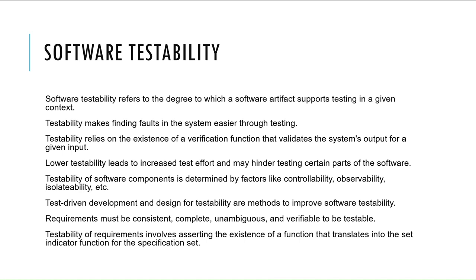Testing of software components is determined by factors like controllability, observability, isolability, etc. Test-driven development and design for testability are methods to improve software testability. Requirements must be consistent, complete, unambiguous, and verifiable to be testable. Testability of requirements involves asserting the existence of a function that translates into the set indicator function for the specification set.